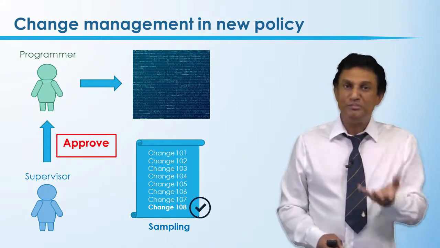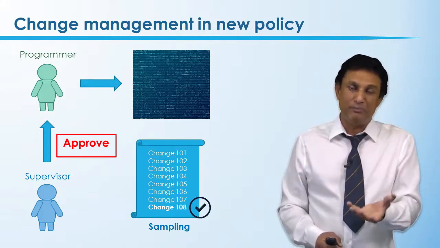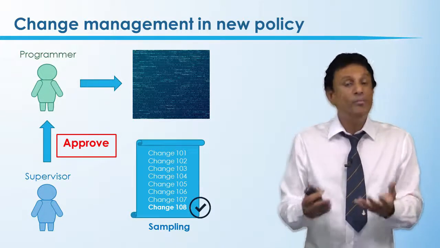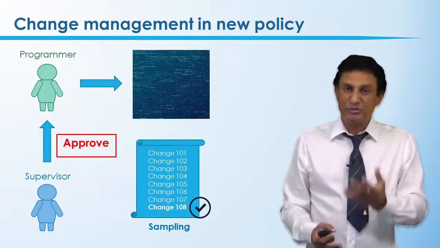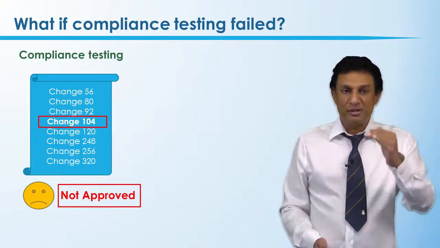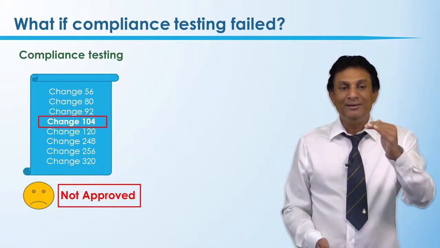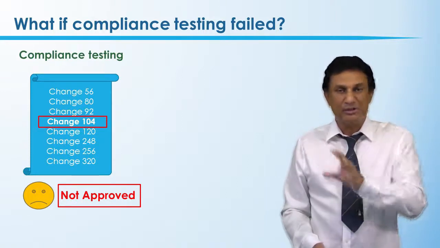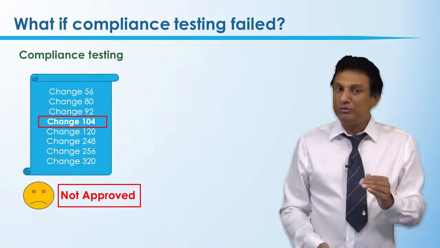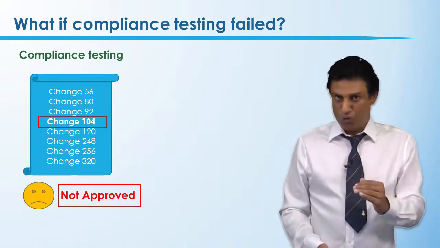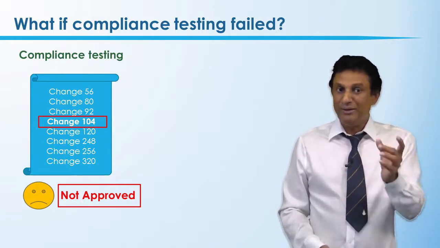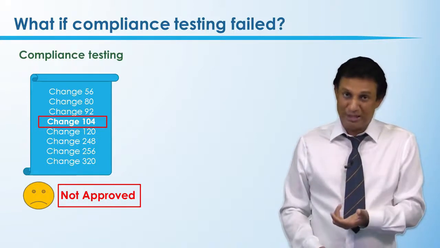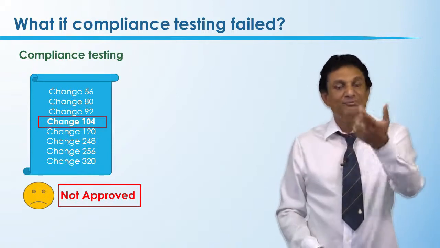The way to check is to take a sample. Say, for example, 200 or 300 changes have taken place, or maybe even thousands. We can't check all of them, so we take a sample and then check whether those changes have been given approval. But then we found that change 104 was not given approval, because if you have good controls, you may have audit trails as well. By referring to the audit trail, we can easily find it out.